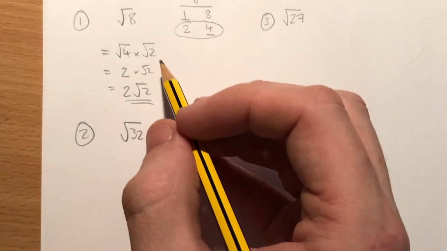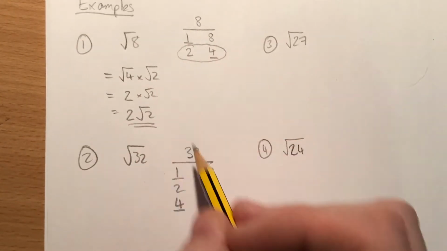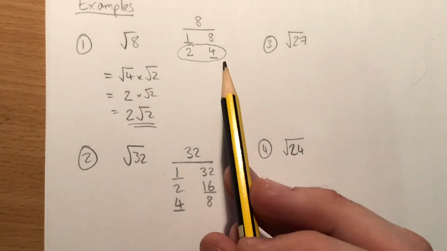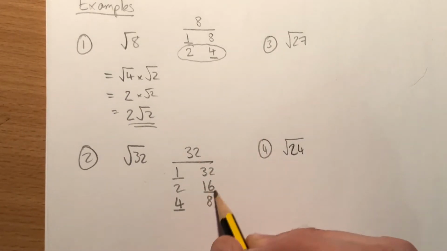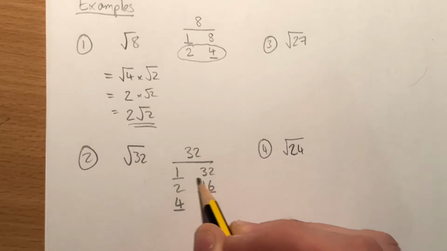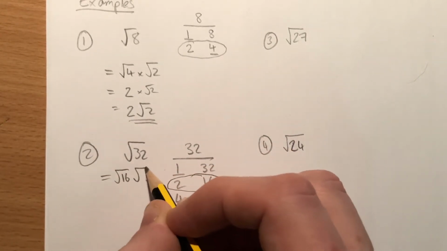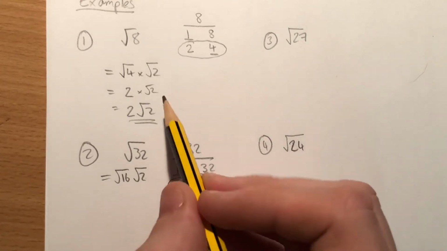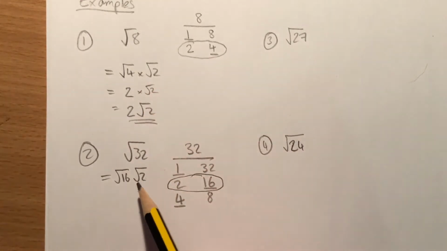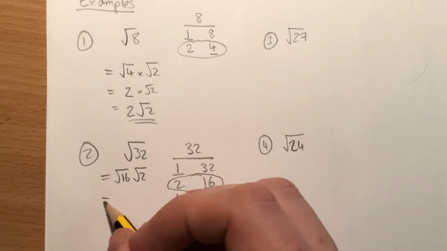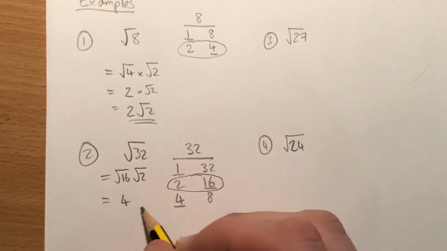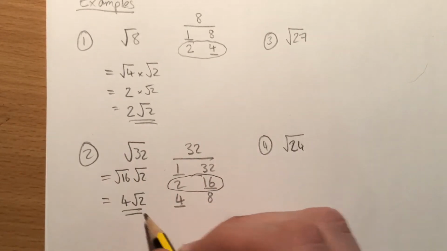So as we did in the last one, we're going to rewrite with the largest square number. So root 16 is our largest one that we've got there. So I'm going to rewrite this as root 16 root 2. And notice I'm just cutting out having to put the times sign in between them. We can just use shorthand here. Root 16 we know is 4, so this becomes 4 root 2.